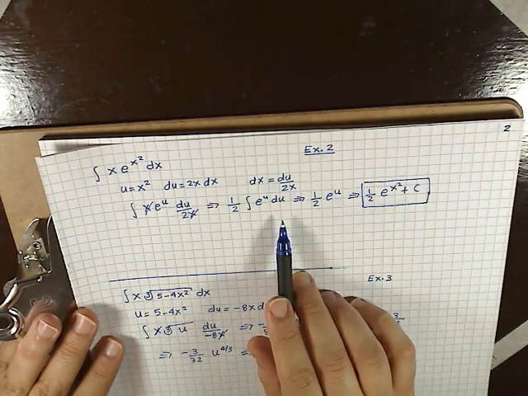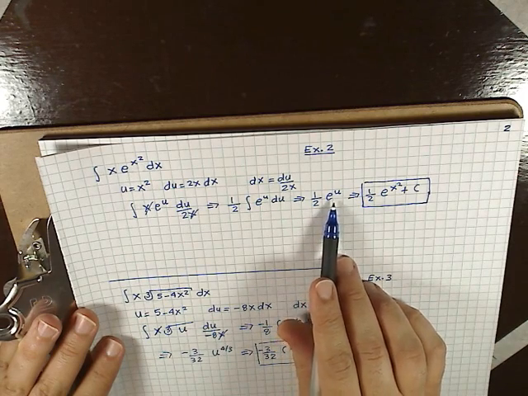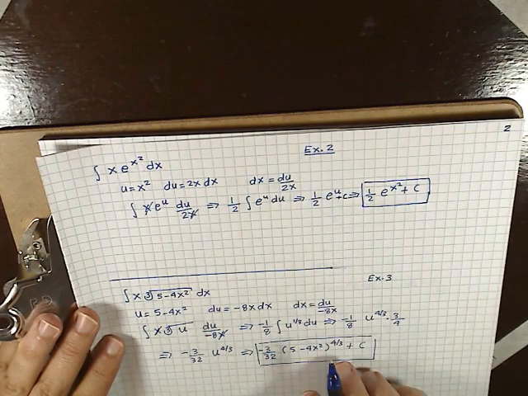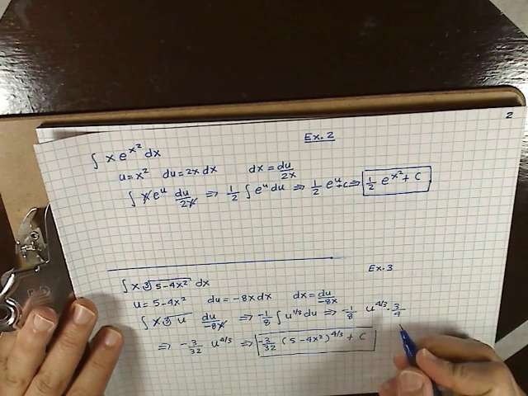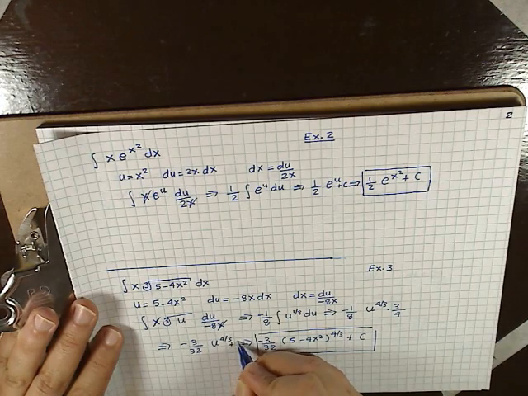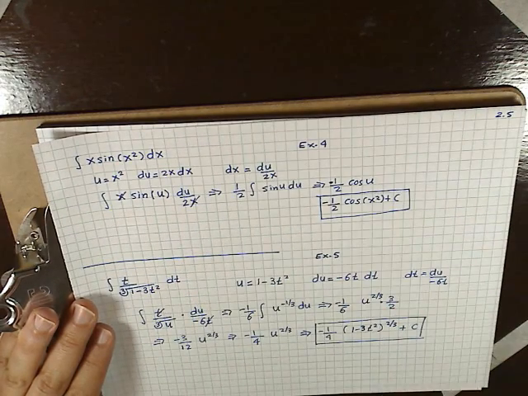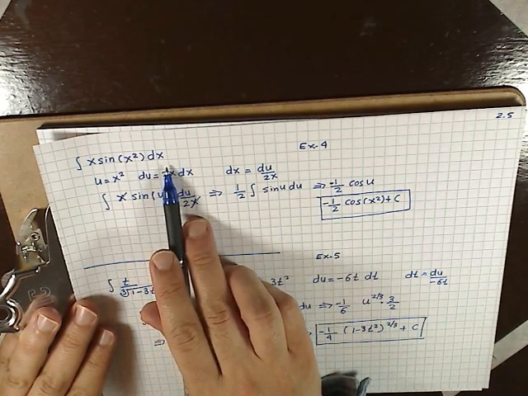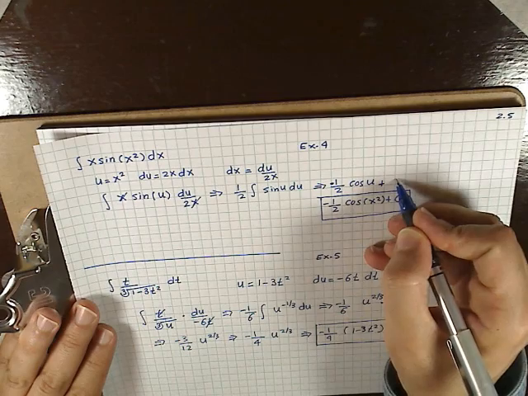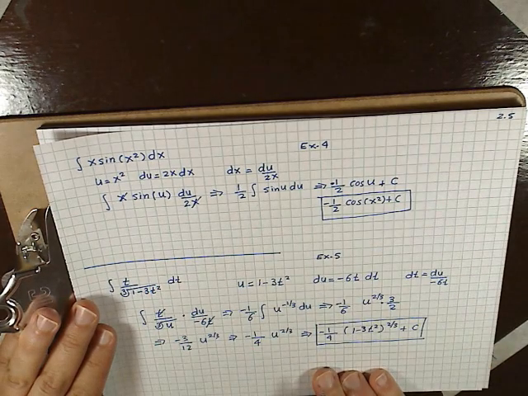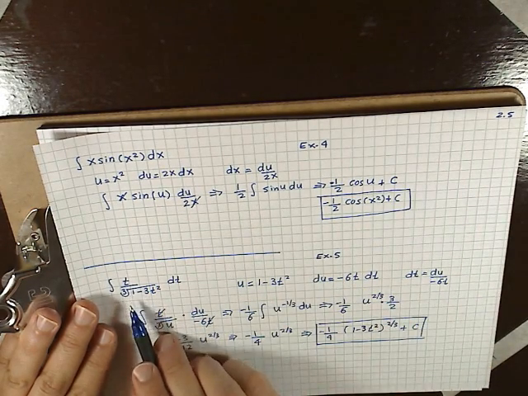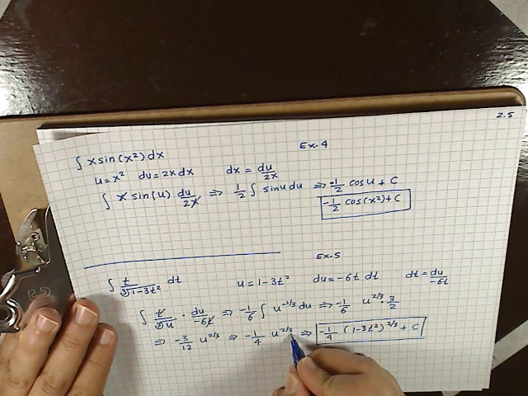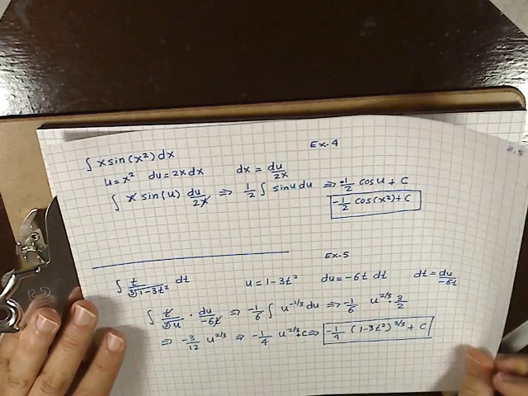In the previous lecture, I forgot to add a c at this stage, so let me add this here, plus c. That was for example 2. For this example, also we have to add a c here. And for example 4, integral x sine of x squared dx, we should add a constant of integration here. And for example 5, integral t divided by third root of 1 minus 3t squared, we should add a constant c.